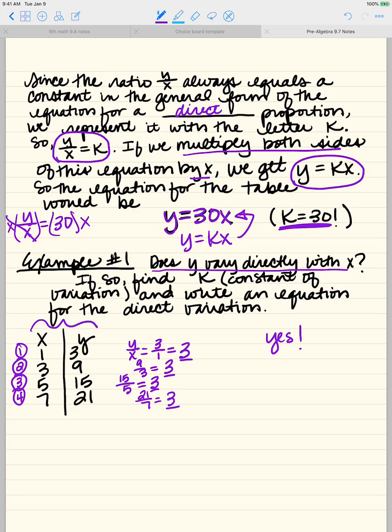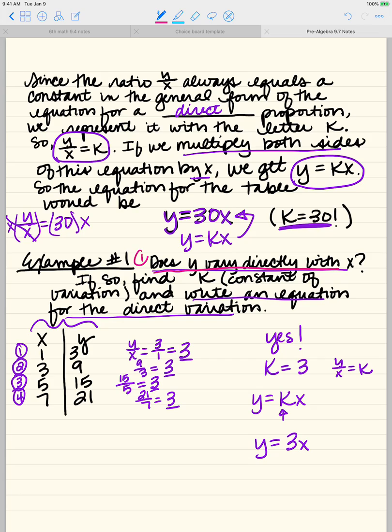Now, we have already found our k because we established our ratio of y to x as we moved through our table. So k in this table is 3 because y over x is equal to k. Now, write an equation for the direct variation. Equations for direct variations come in the form of y is equal to kx. So all we do is substitute the constant of variation that we figured out into our equation. Y is equal to, what was k? 3x.